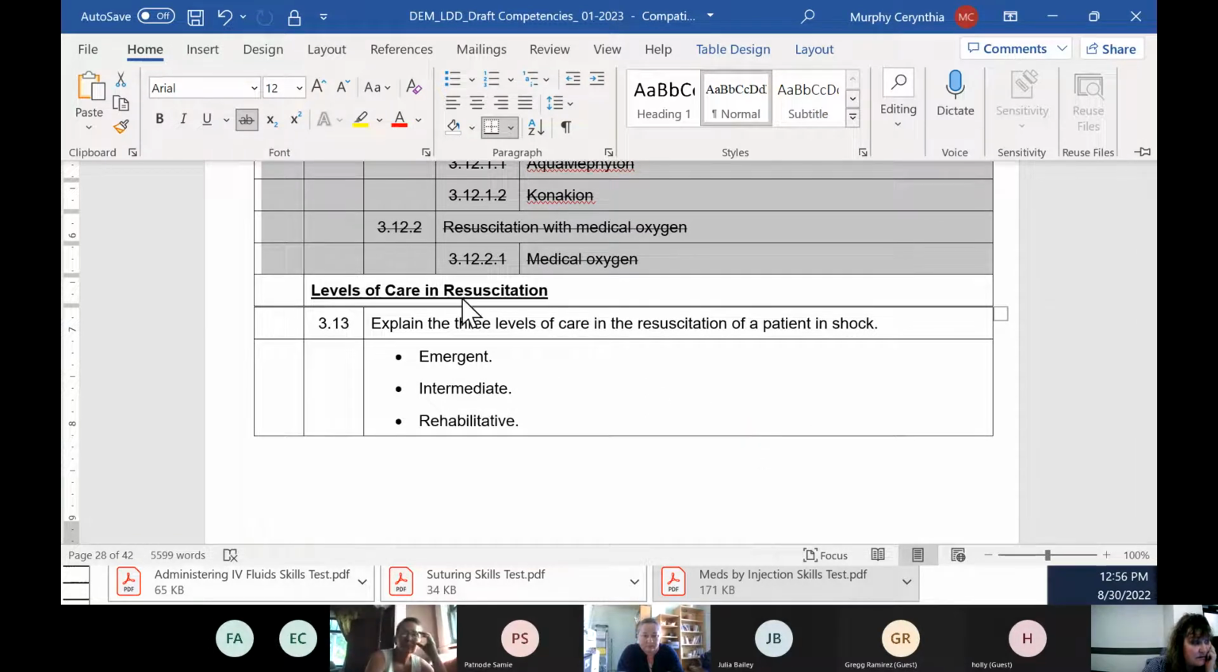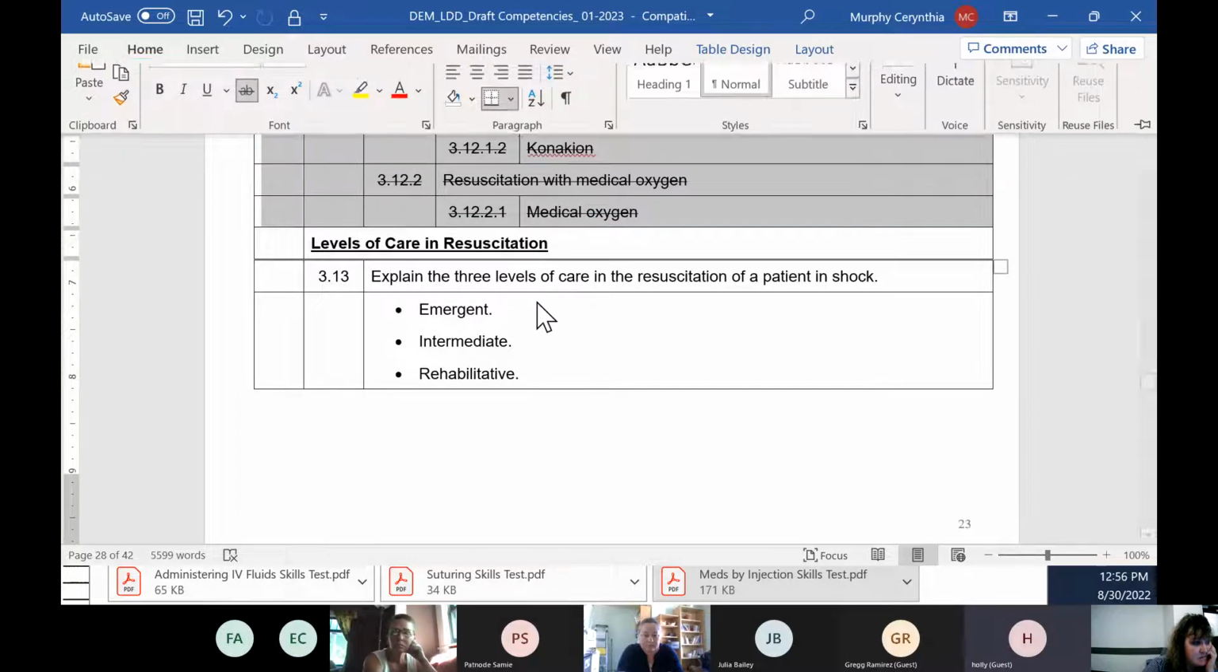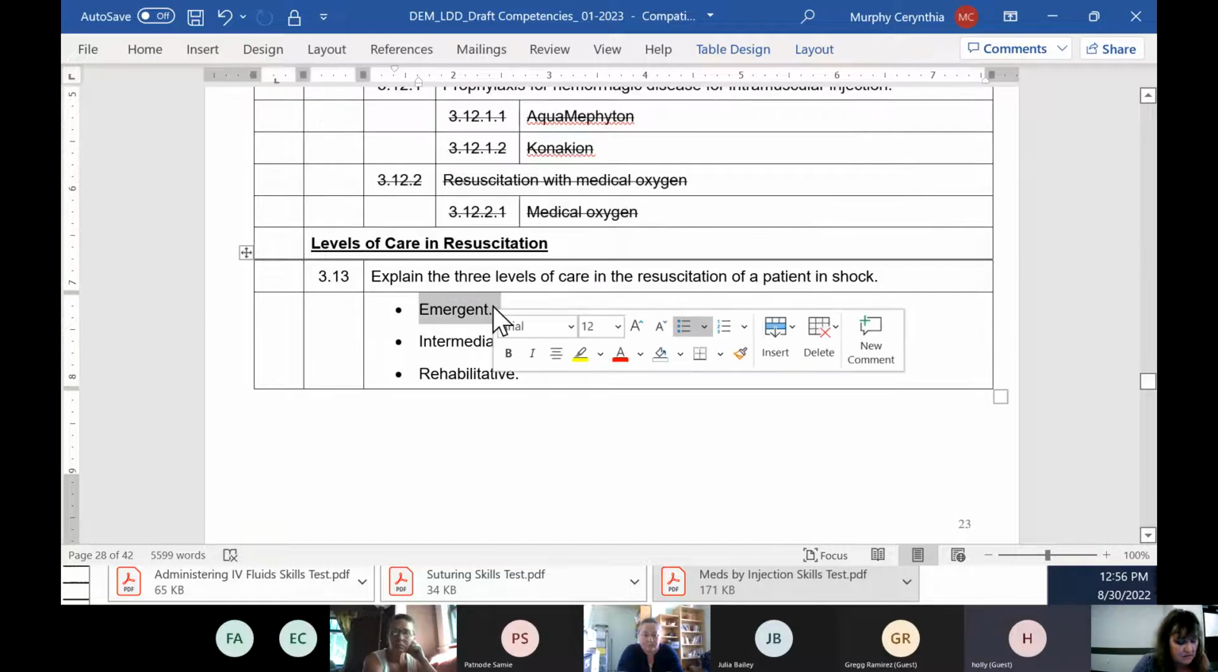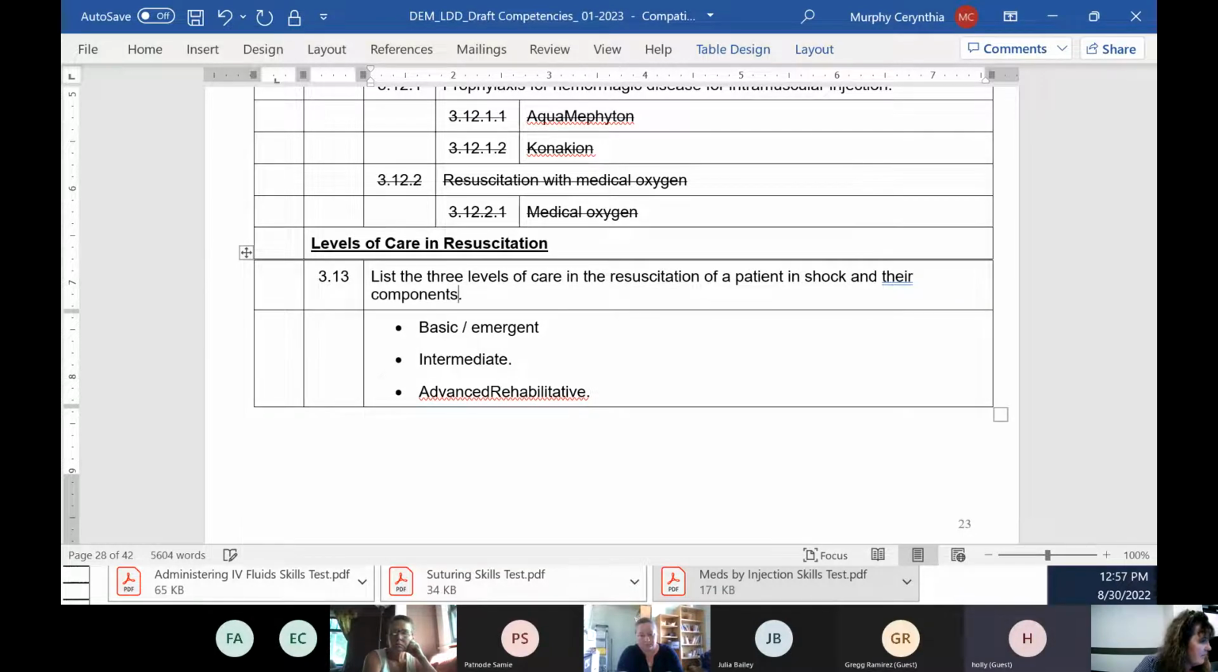Is that okay? Levels of... Sure, that's not what we call them. We call them basic, intermediate, and advanced, but sure. We could call it basic/emergent and advanced/rehabilitative. And then for this, those are the 3 levels. So that would be list the 3 levels. But if you want to list the 3 levels and their components, maybe. Yeah, and their components, or list and define or something like that.